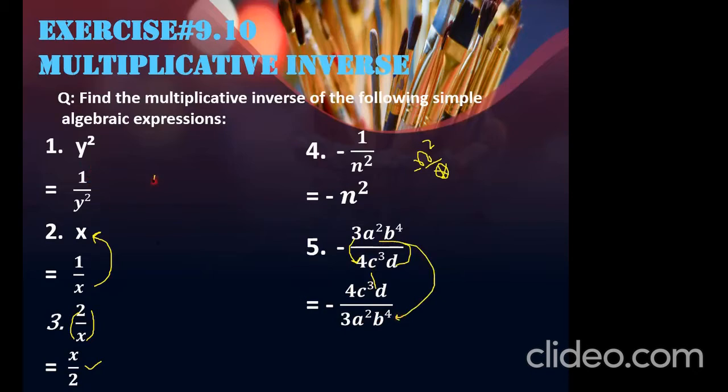Just suppose if you have nothing in the denominator, you will assume that the denominator is 1, and the multiplicative inverse will be 1 upon y square, right? Is it clear? May I move on to the next topic? Simple and easy one, right?